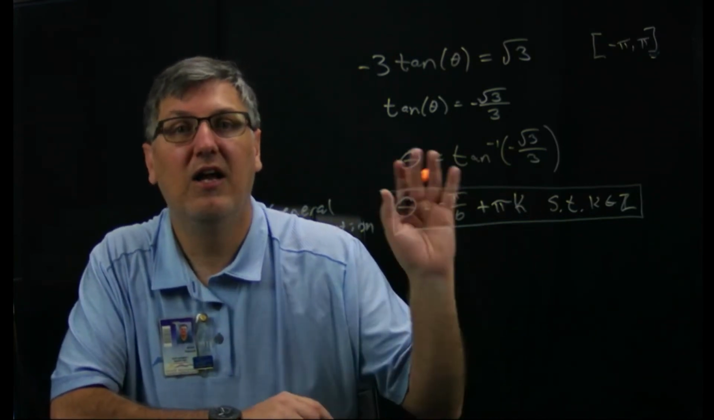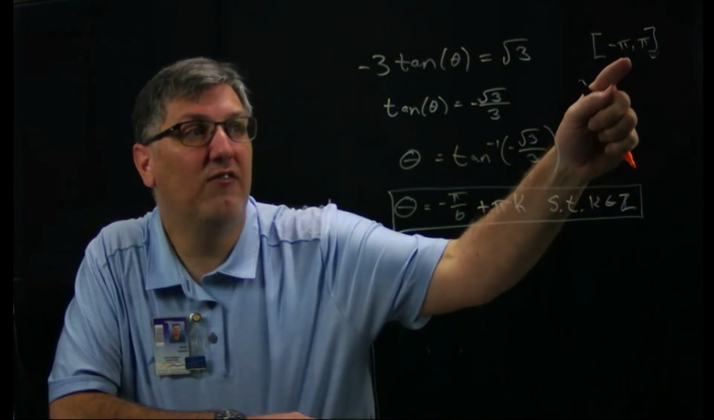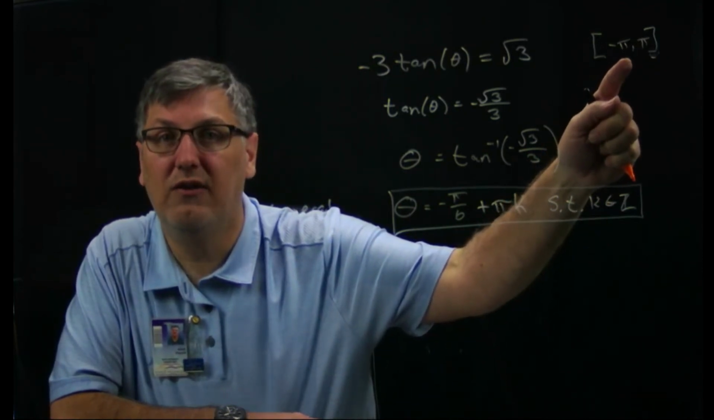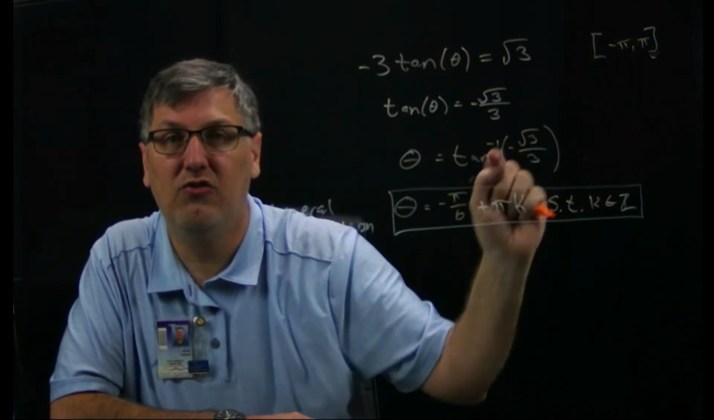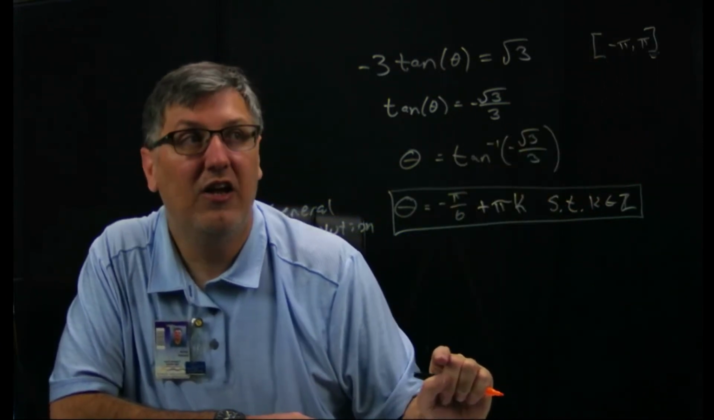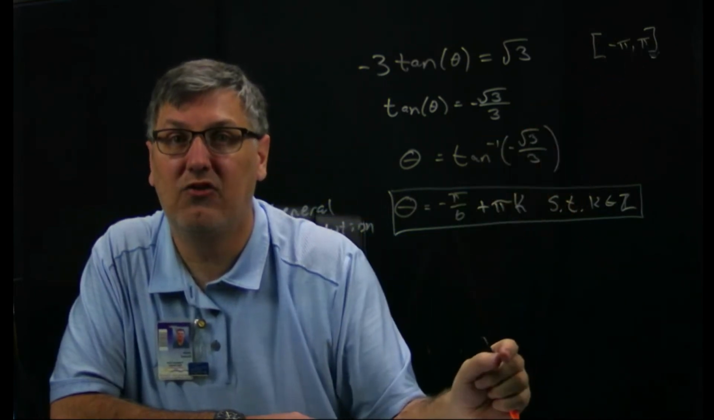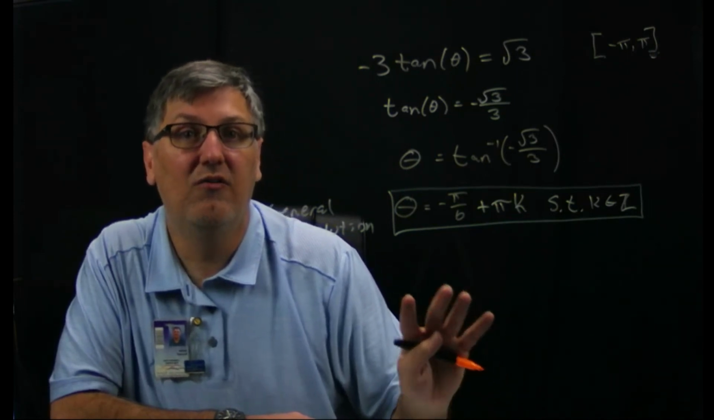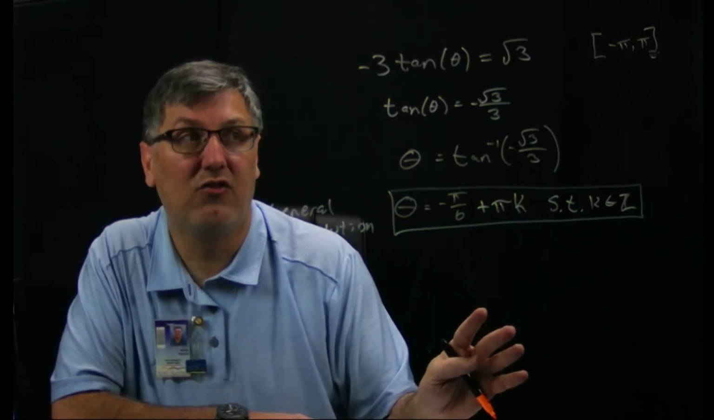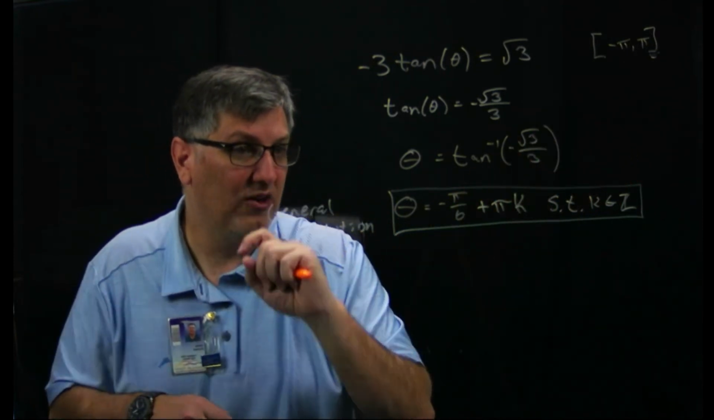Now, here's a key. In my class, if I give you the interval in radians, you give me the answer in radians. If I give you the interval in degrees, you give me the answer in degrees. If I give you the interval in radians and you give me the answer in degrees, I'm going to count it wrong, even if you have the correct answer, because I want it in radians. Okay, so how would I do this?